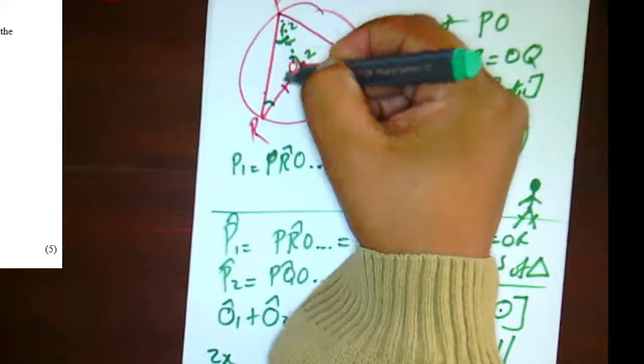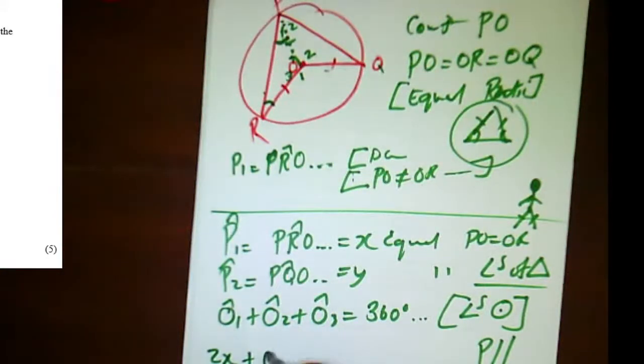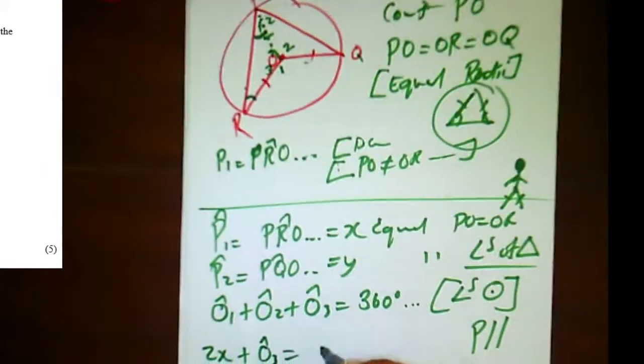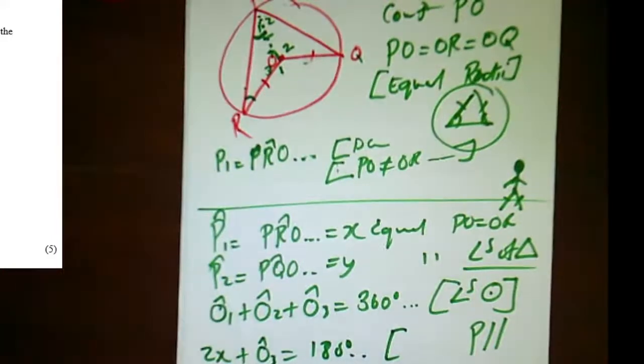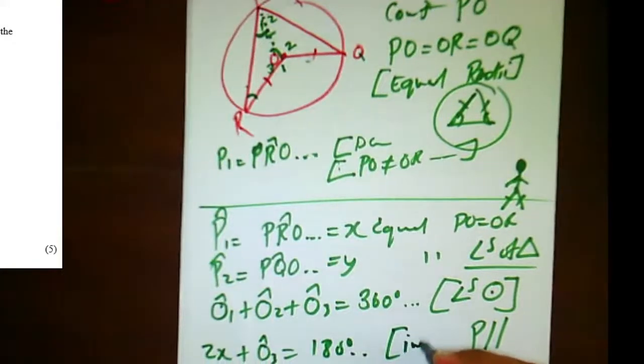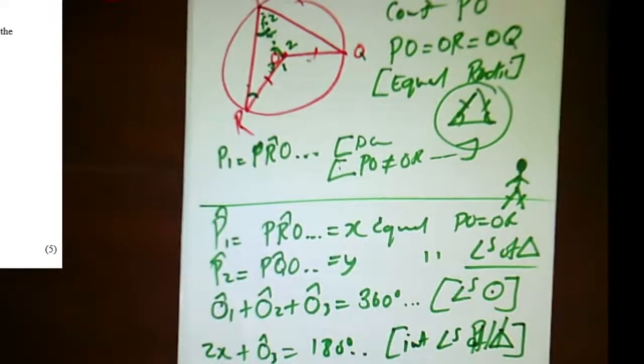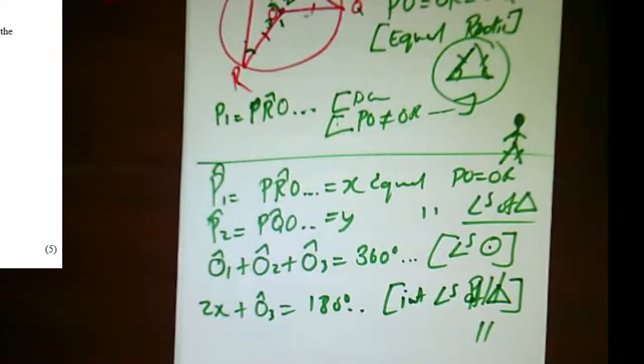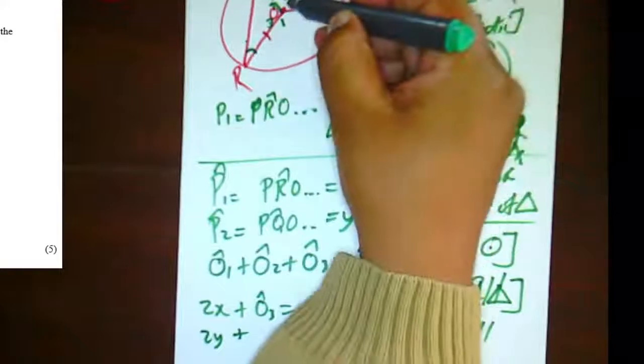Plus angle O3 is equal to 180 degrees. Can I make statements without reasons? Reason? You can say interior angles of a triangle. Close the bracket. Are we happy with that, guys? Alright. And I can say the same for the other triangle as well because they are equal radii. So I can say 2y plus angle O2.